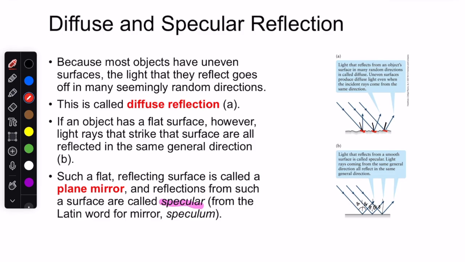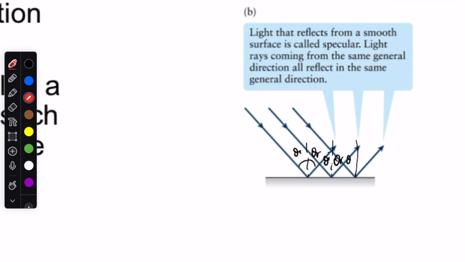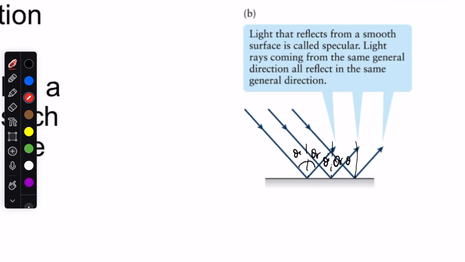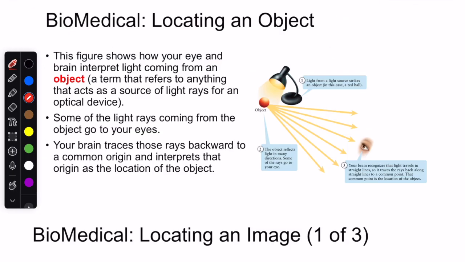Flat, perfectly smooth surfaces, we call this type of reflection specular reflection. All the light rays that come from the same direction are going to reflect in the same direction because the surface is perfectly smooth. The normal vectors are all pointing in the same way, and therefore angle in equals angle out.